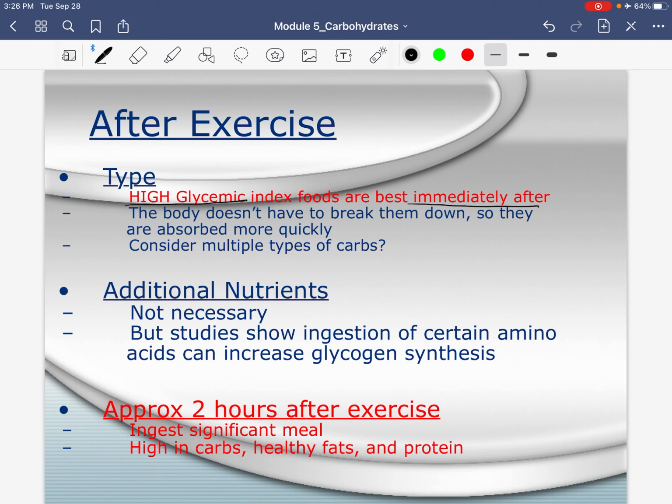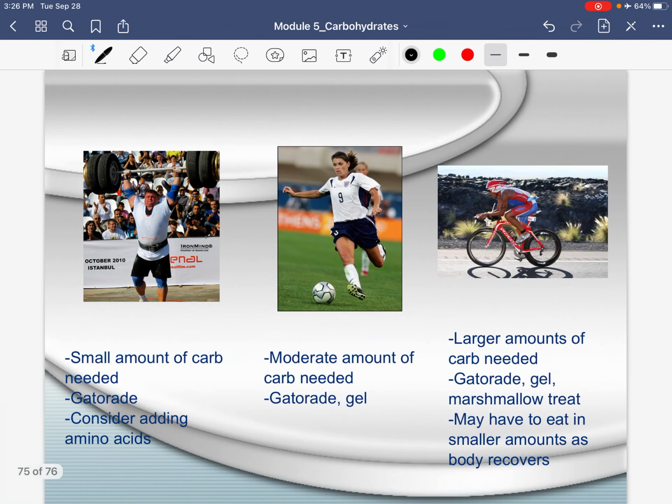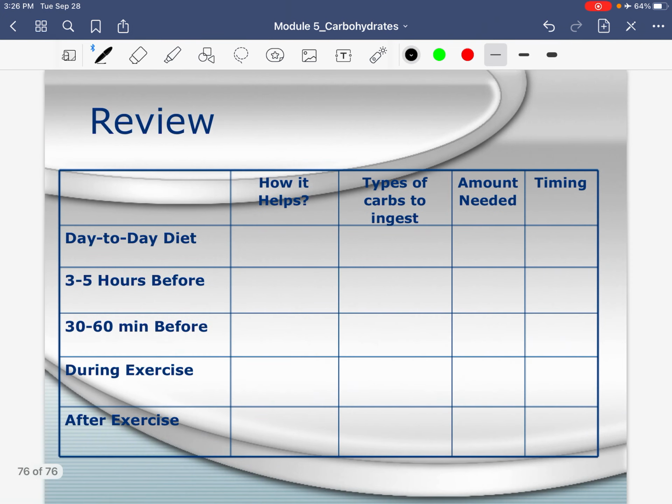All right. Now, 2 hours after exercise, here's where you want to have that meal. Carbs, fats, and protein. Here are some examples for each of these athletes. I'm not going to ask you each one of these, but here you go.